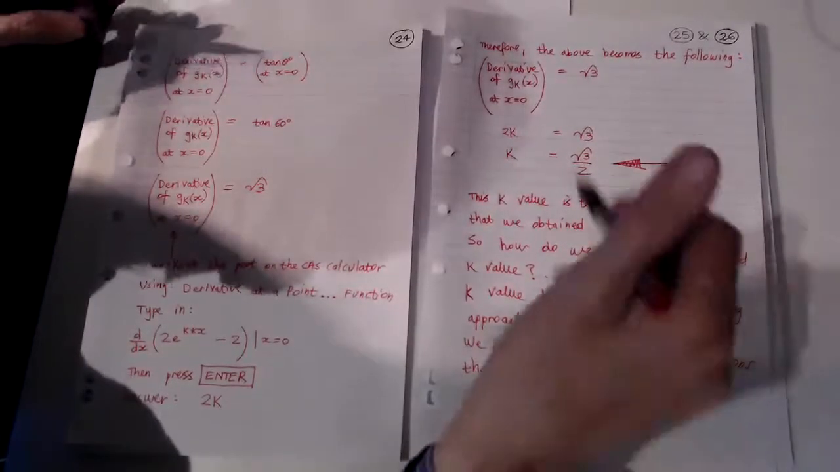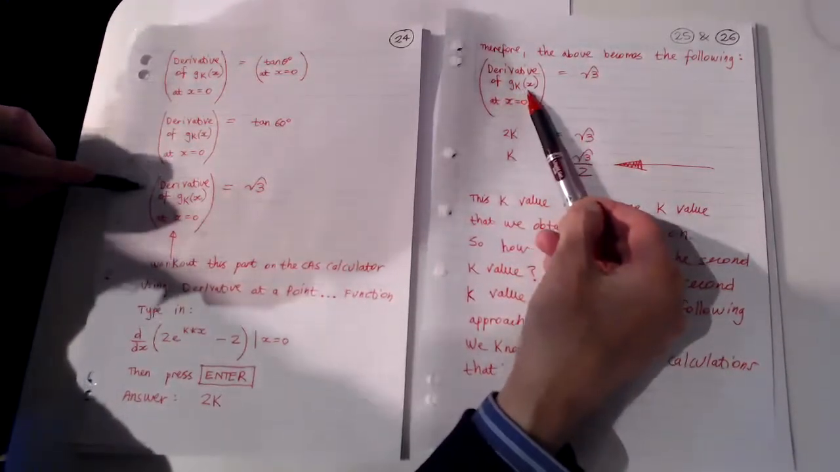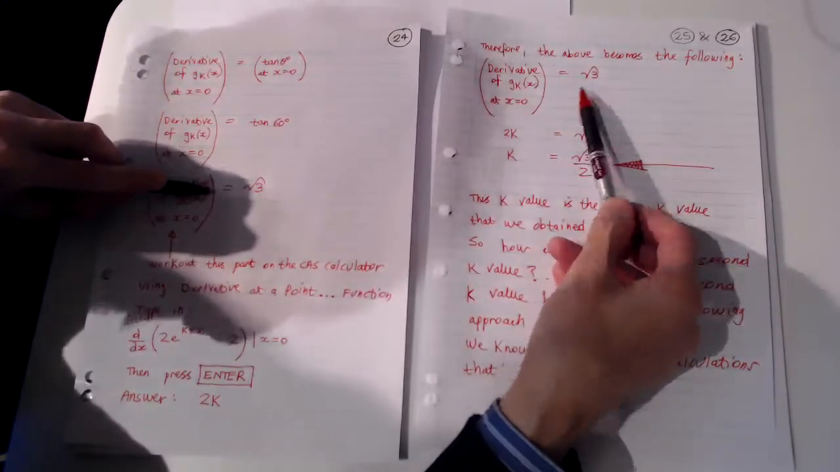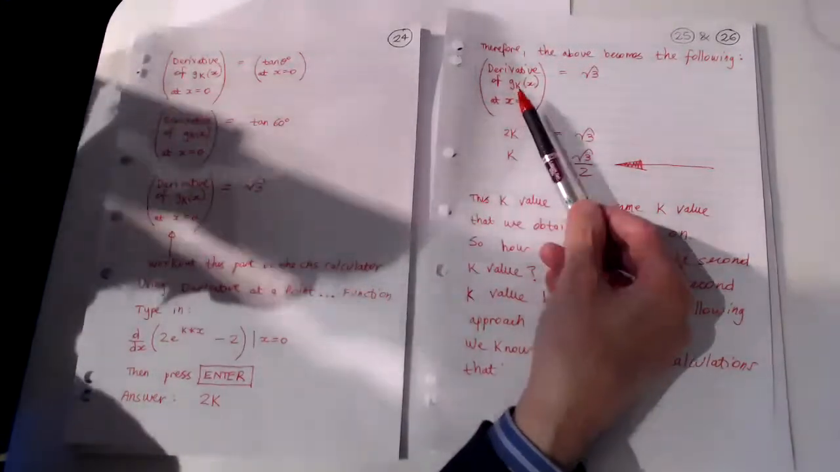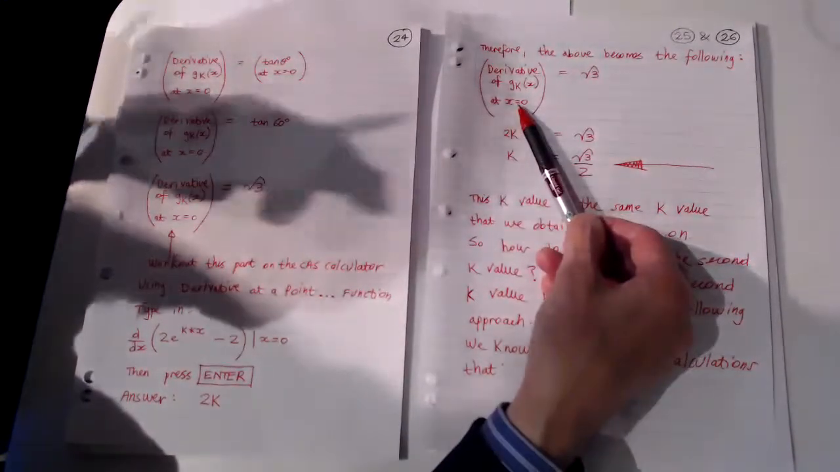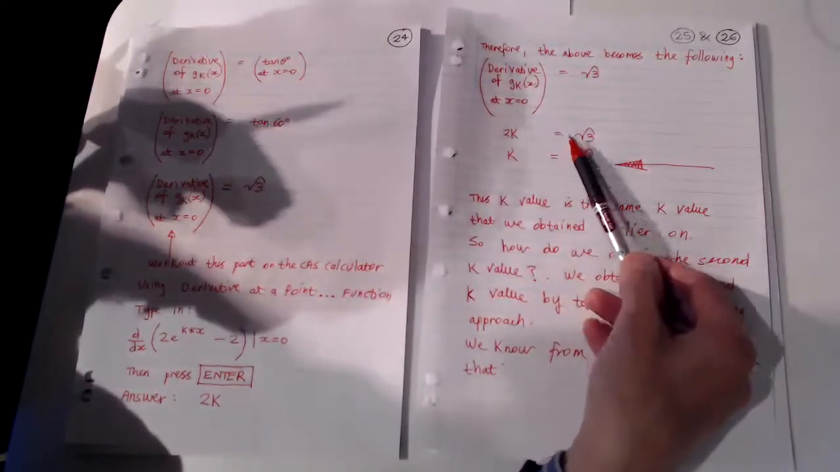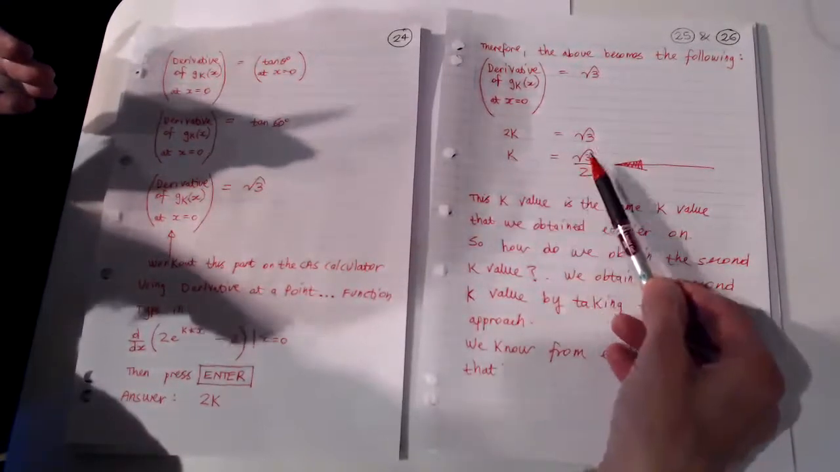Therefore, the above becomes the following. The derivative of gk(x) at x equals 0 equals root 3. And as we just worked out, the derivative of gk at x equals 0, according to the CAS calculator, is 2k. And that's equal to root 3. Get k by itself, and k equals root 3 on 2.